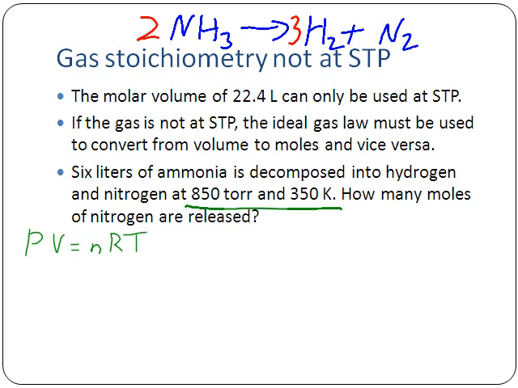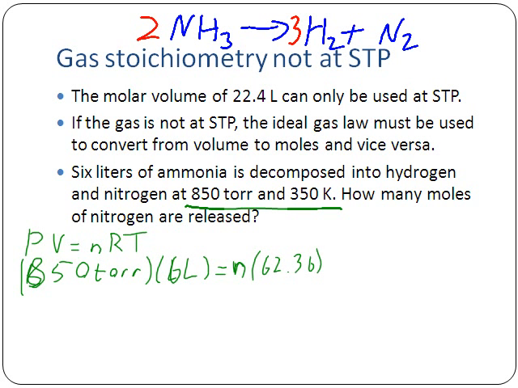My pressure in this case is 850 torr, times the volume, which we say is 6 liters, equals n, which is what I'm looking for, times R, 62.36, times T, the temperature, which is 350 K. Okay? And so doing this, you can solve for the number of moles.